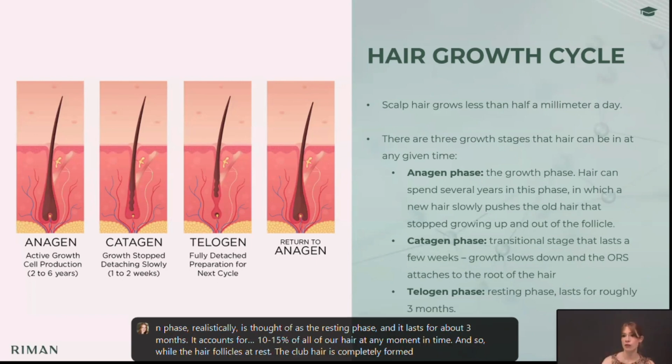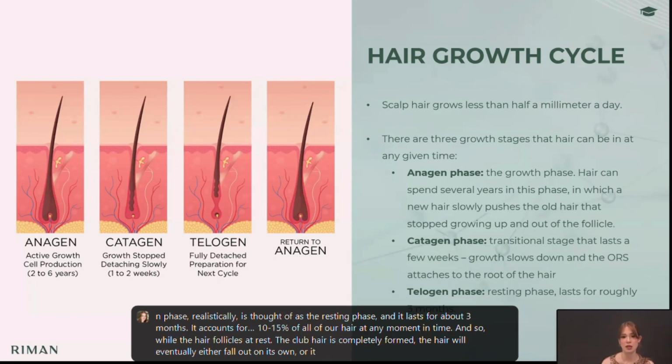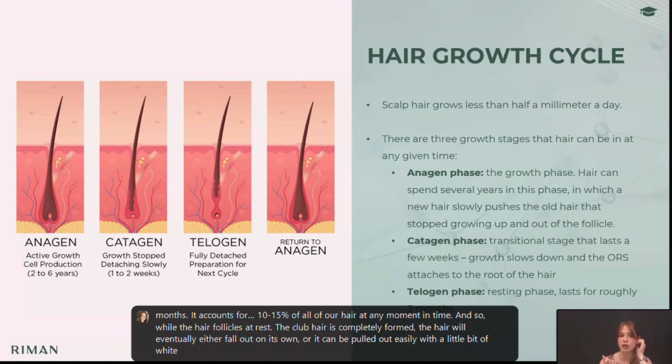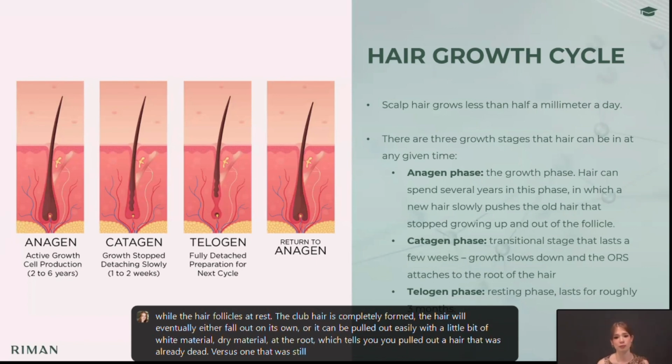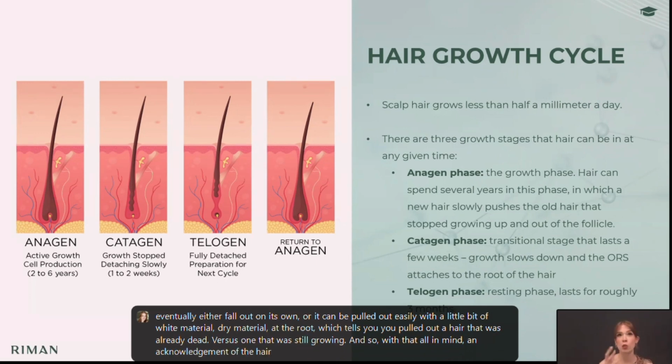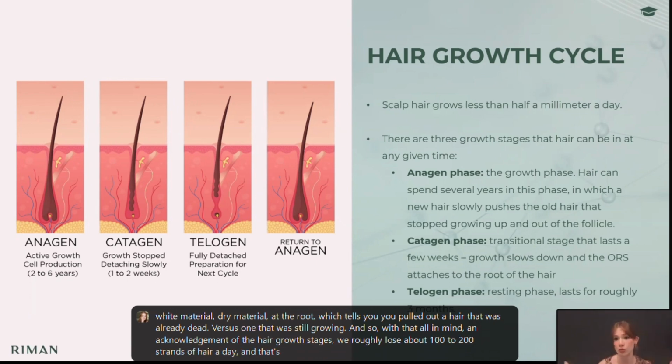The hair will eventually either fall out on its own or it can be pulled out easily with a little bit of white, dry material at the root, which tells you that you pulled out a hair that was already dead versus one that was still growing. And so with all that in mind and acknowledgement of the hair growth stages, we roughly lose about 100 to 200 strands of hair a day. And that's for normal, healthy hair.